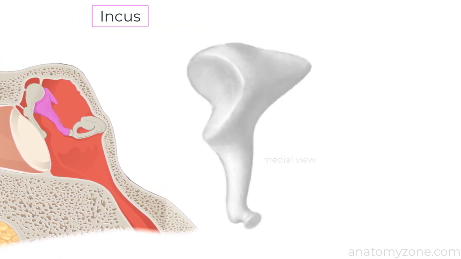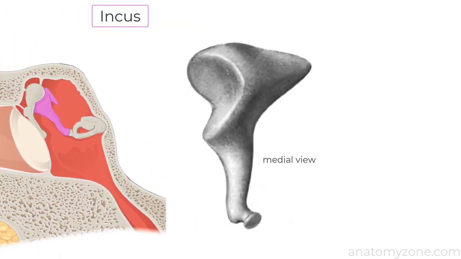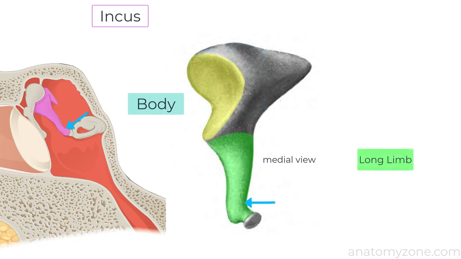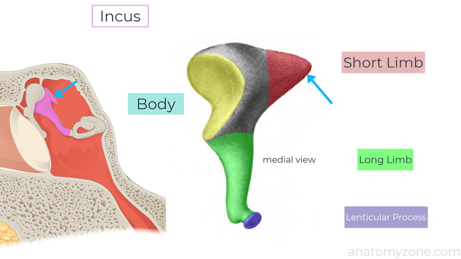It is comprised of a body and two limbs. The body articulates with the head of the malleus at the incudo-malleolar joint and sits within the epitympanic recess. Here you can see the articular surface of the incus. The long limb extends inferiorly from the body, running in parallel to the handle of the malleus. Distally, it curves medially to articulate with the stapes at the incudo-stapedial joint via a small ovoid process known as the lenticular process. The short limb extends posteriorly, attaching the incus to the posterior-superior wall of the middle ear.